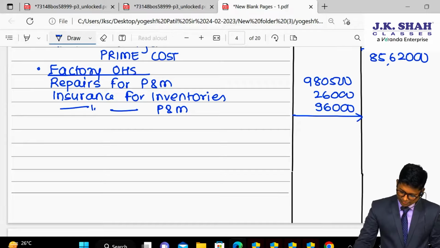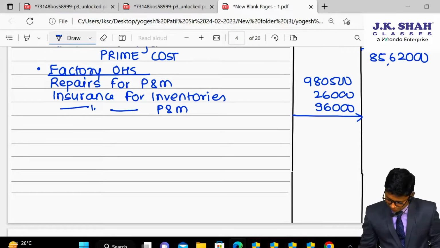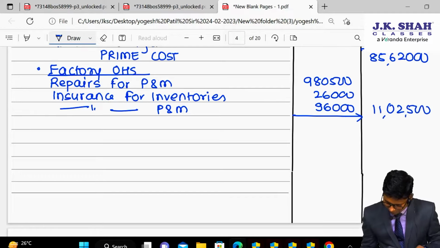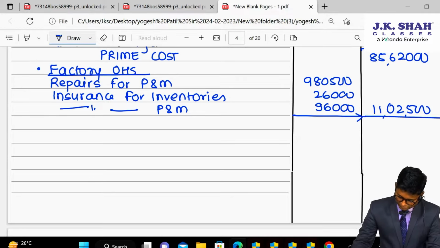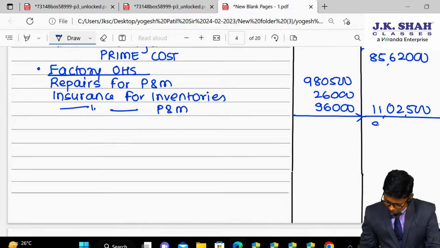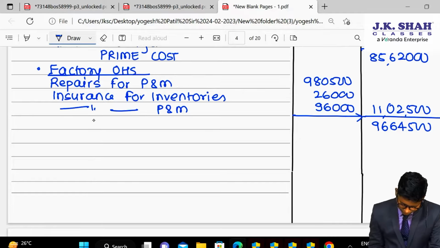9,50,000 plus 26,000 plus 96,000. It is 11 lakhs 2,500. When you add this with 85,62,000, you will get 96,64,500, and this one is your gross factory cost.